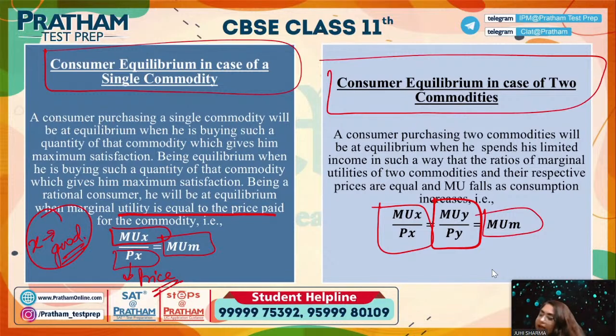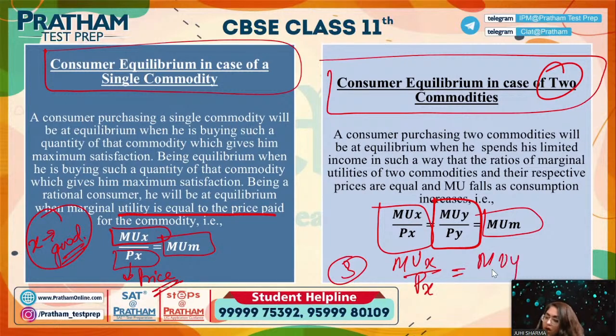So even if अगर यहाँ पर हमने 2 लिया है, अगर हम 3 commodities लेते हैं, so the formula will be MUx upon Px is equal to MUy upon Py is equal to MUz upon Pz is equal to the marginal utility of money, right? So this will be the formula for 3 commodities. Okay, so you can make this for multiple commodities. So 2 or more commodities ke liye, this is the formula.